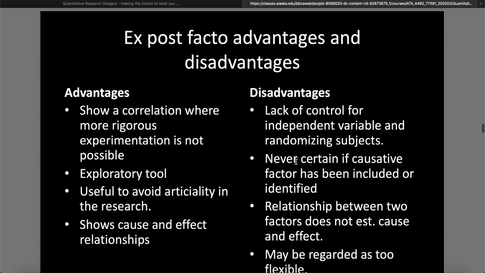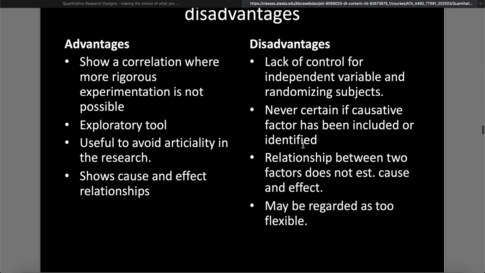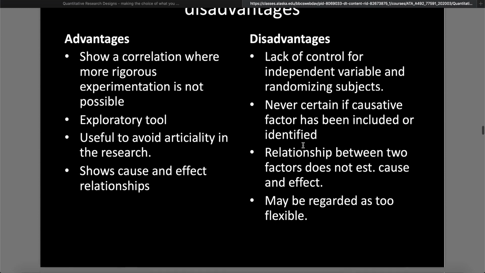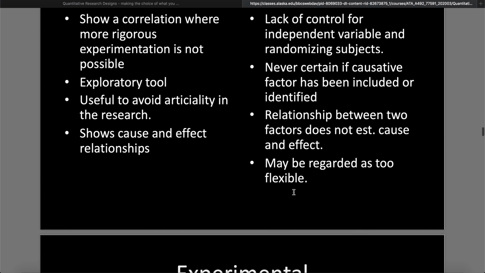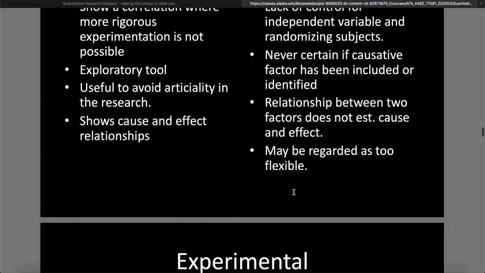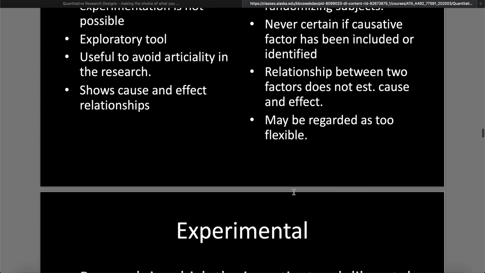Disadvantages, you can't control. You're never certain if there's an actual causative factor that's been included or identified. You're just using historical data. And it may be regarded as too flexible. You're not really examining factors from an experimental point of view.